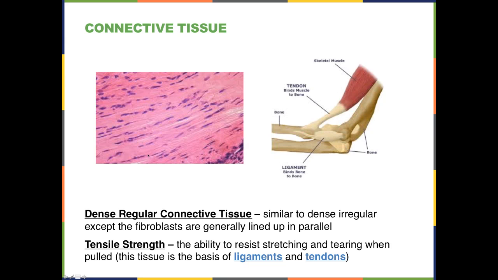Tensile strength is the resistance to stretching and tearing when it is pulled. Now you can fold this in half, but you would find it very difficult to tear this. And this is the basis for ligaments and tendons. In this picture over here, a tendon is this dense, regular connective tissue that attaches the muscle to the bone. So this is the tendon. And obviously, you'd want something that would resist tearing when pulled in this direction. And a ligament attaches bone to bone. So you have that here.